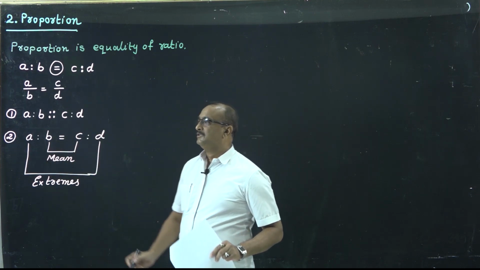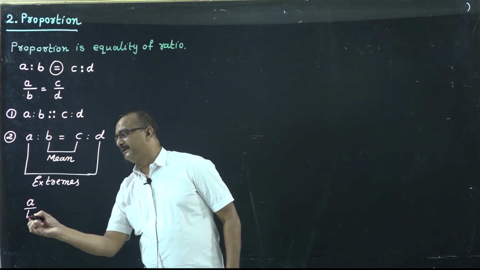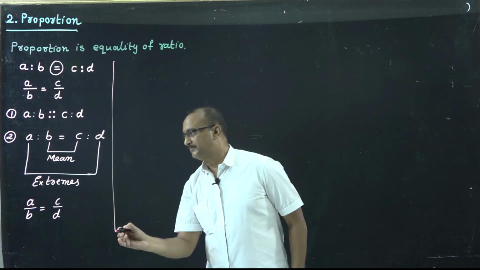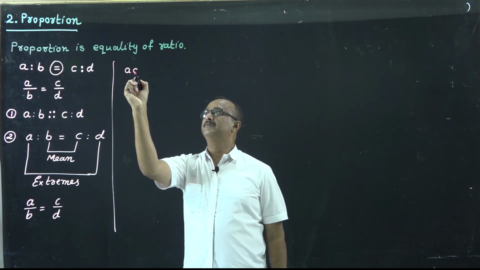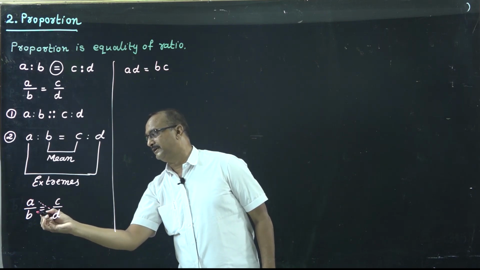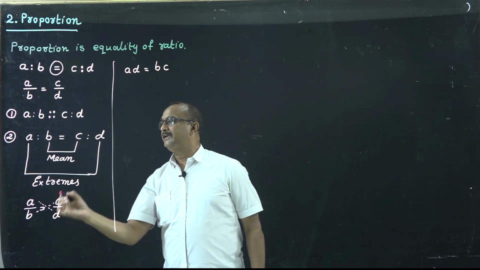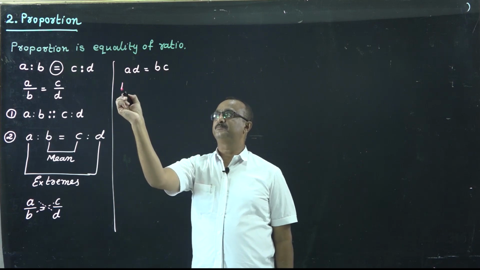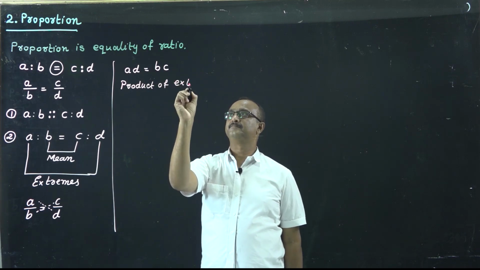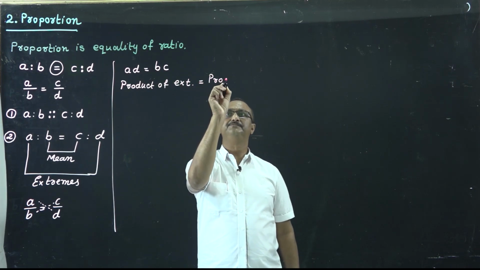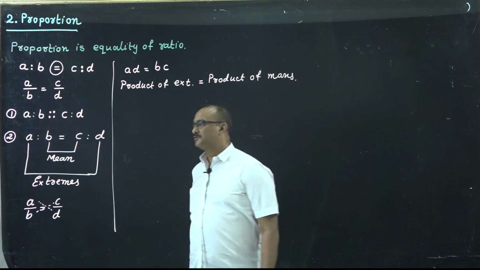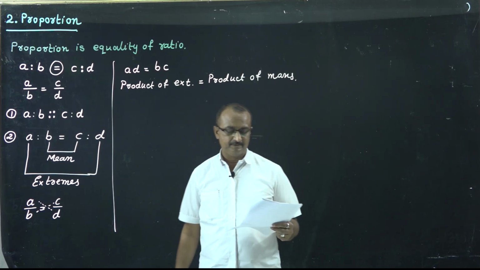Okay. If we solve this, A upon B is equals to C upon D. By cross product we will get A multiplied by D is equals to B multiplied by C. That means we can write AD are extremes, so product of extremes equals to product of means.